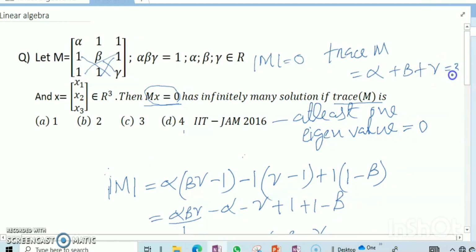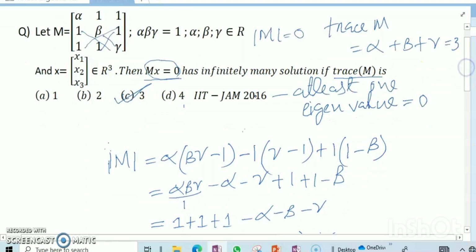Equals to 3. So my answer is 3. I hope it is clear: Mx is equal to 0 means nullity exists, rank nullity. So nullity exists means at least one eigenvalue equals to 0. If one eigenvalue is equal to 0, the determinant of the matrix is equal to 0, because the determinant of a matrix is the product of the eigenvalues.